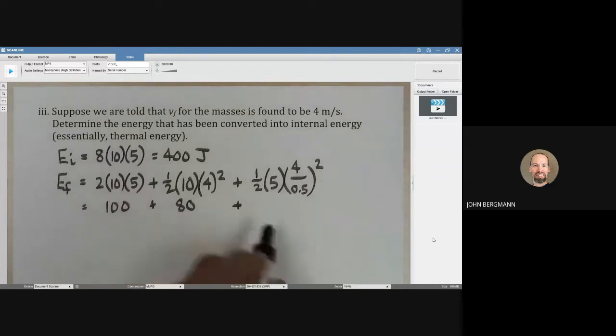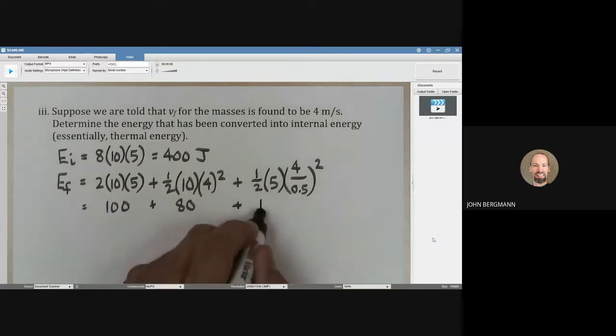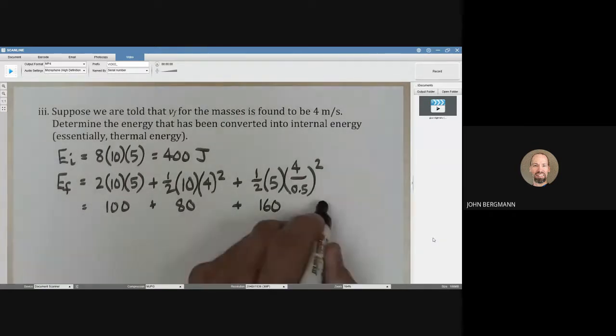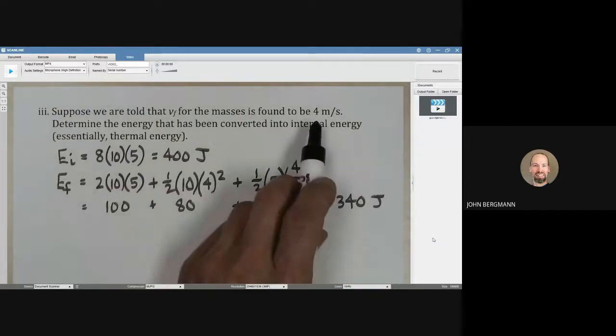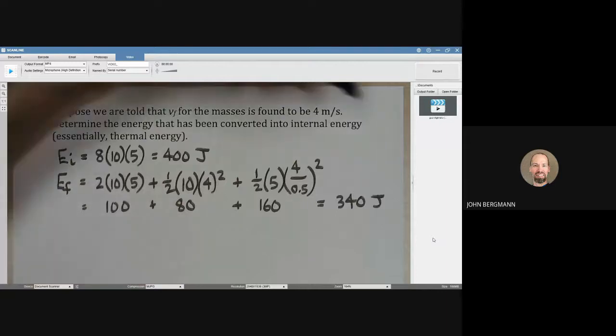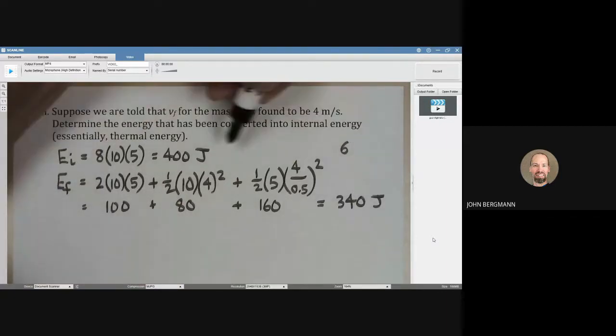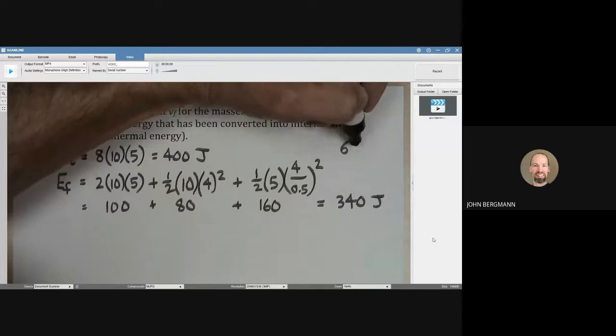And then how much is this going to be? That's going to be 64 cut in half, so 32 times 5, 160. How's that look? 340. That's how much mechanical energy we have at the end if that's the final speed, 4 meters per second. How much has been converted into thermal energy? 400 minus 340 looks like 60 to me.